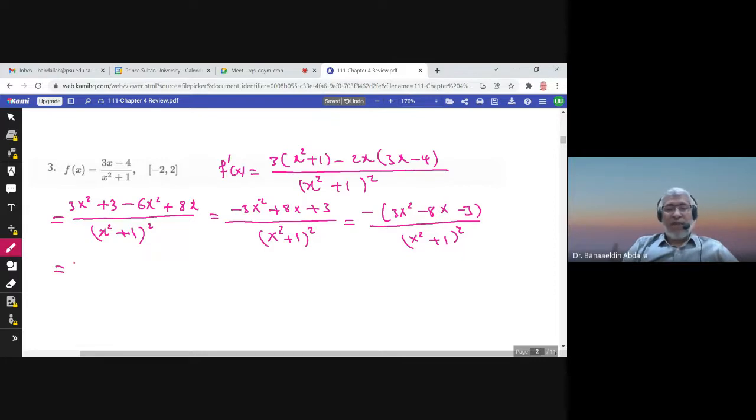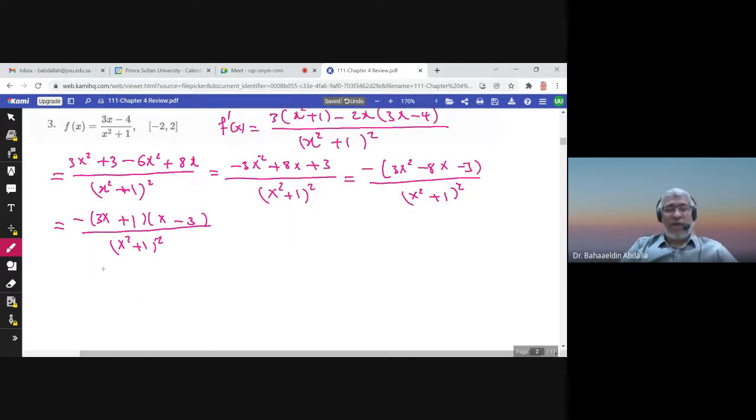So I have negative. Now let us try to factor this trinomial. I have 3x and x. If I put here negative 3 and here positive 1, then 3x times x is 3x squared. x minus 9x is negative 8x. That's fine. So this is the factored form. So this is f prime in simplest form.